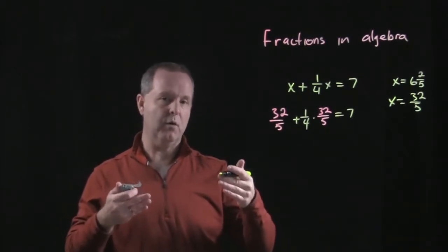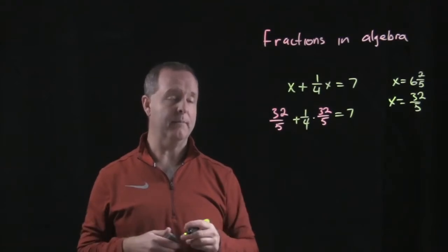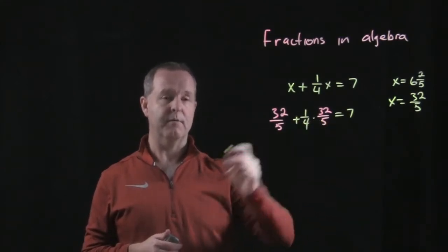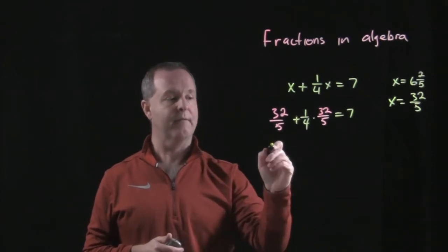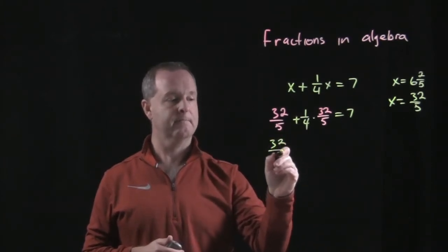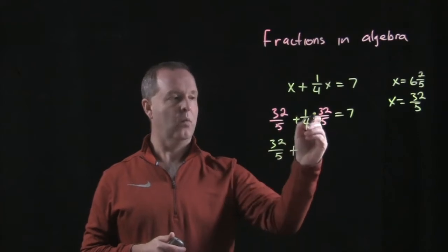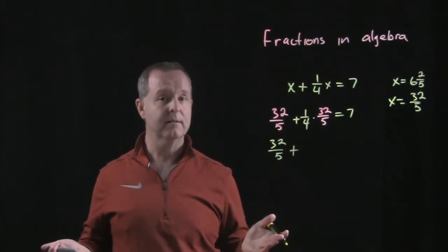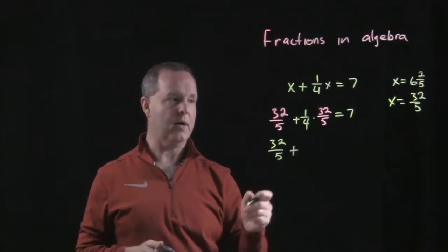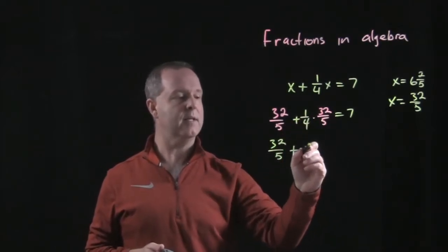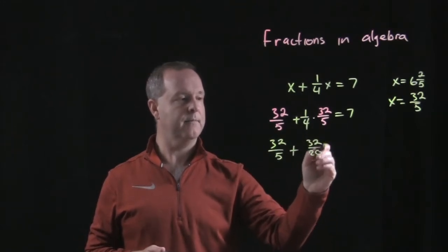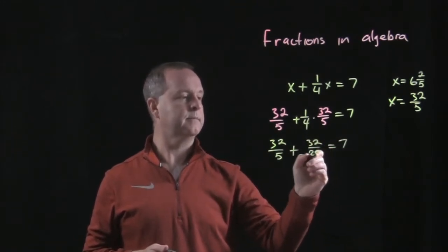Remember, we have to go through our order of operations, which means I need to multiply first before I do anything else. So I have 32/5, and 1/4 times 32/5. Multiplication with fractions, just multiply across. 1 times 32 gives me a 32. 4 times 5 gives me a 20, equals a 7.